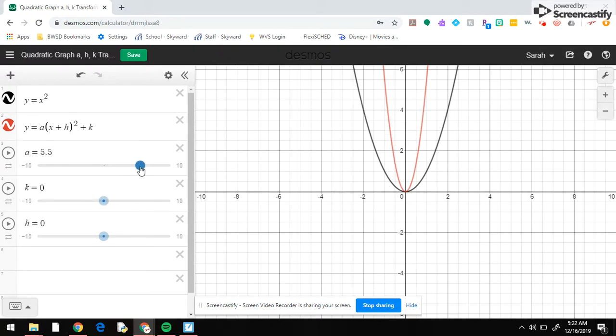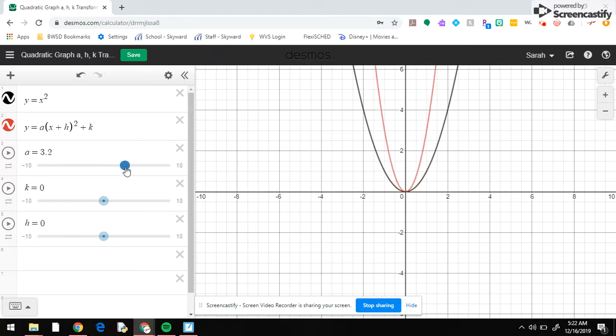Then from here, if we change a and we make it something a little bit smaller, like 0.5, notice here that our graph got a little bit wider. It now looks a little bit fatter, it looks a little bit shorter, and that's because we're taking every value of y equals x squared and we're multiplying it by 0.5. We are shrinking it down to half of its height. We're making it shorter, it's being shrunk down. So this is called a vertical shrink.